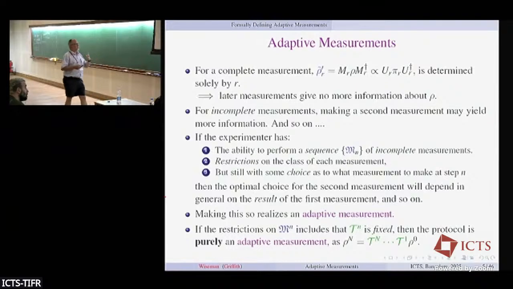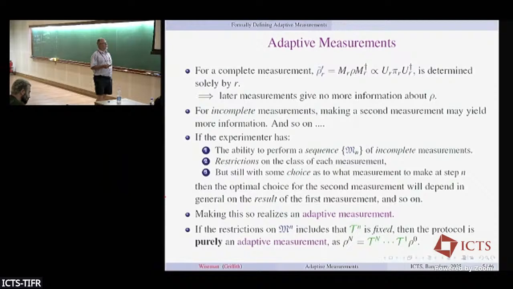Okay? So in this situation where one does have incomplete measurements, one can have the ability to perform a sequence of incomplete measurements. And if there are restrictions on the class of each measurement, but still some choice as to what measurement to make, then the optimal choice of what to do second is going to depend on the result of the first measurement, and so on and so forth, right down the line. So this is the concept of an adaptive measurement in sort of formal terms.